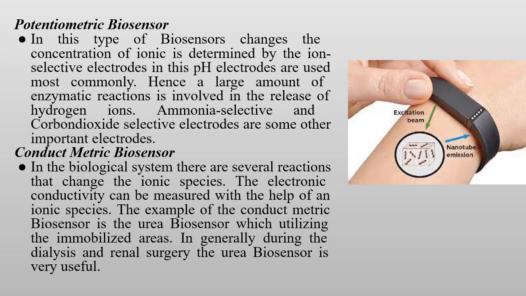Another one is the conductometric biosensor. In biological systems, there are several reactions that change the ionic species. The electronic conductivity can be measured with the help of these ionic species. An example of the conductometric biosensor is the urea biosensor, which utilizes immobilized urease. Generally, during dialysis and renal surgery, the urea biosensor is very useful.